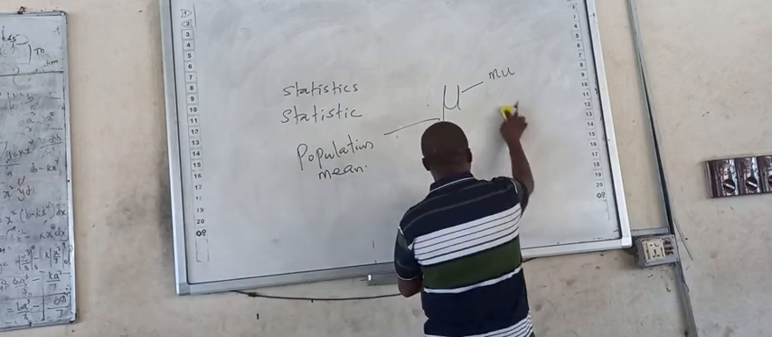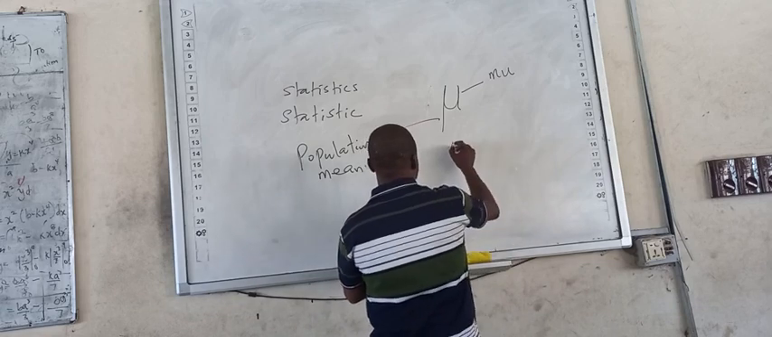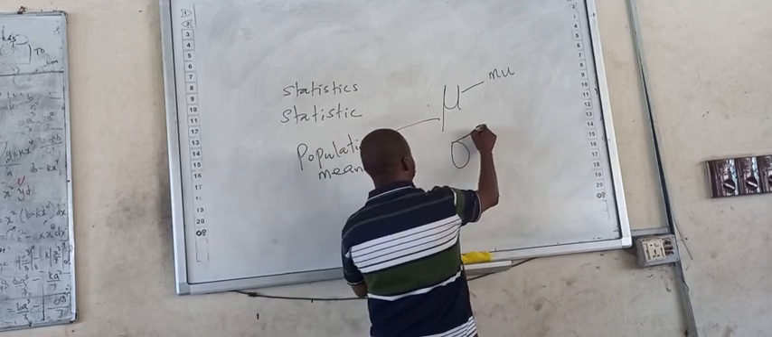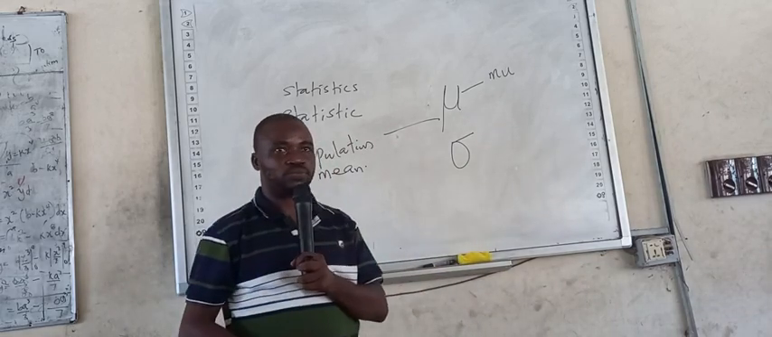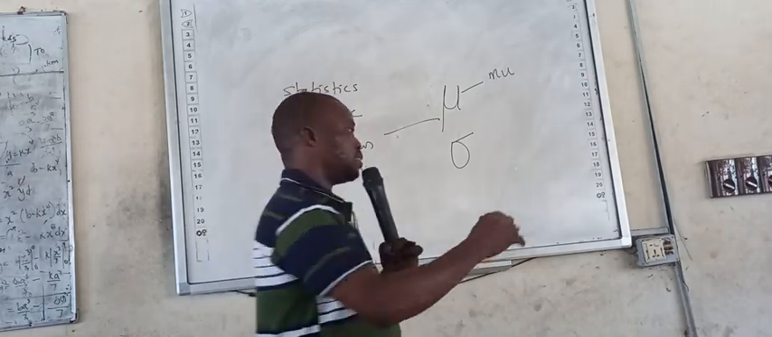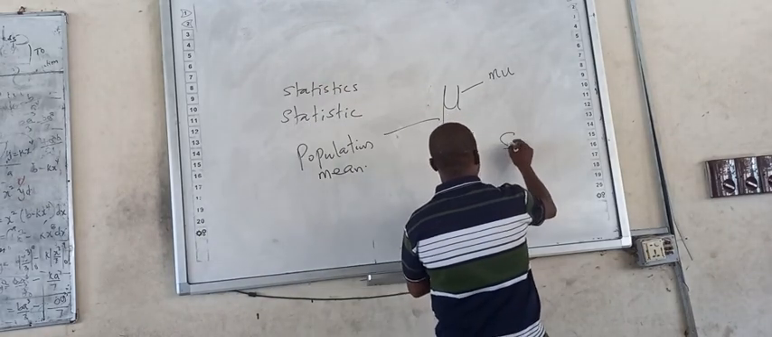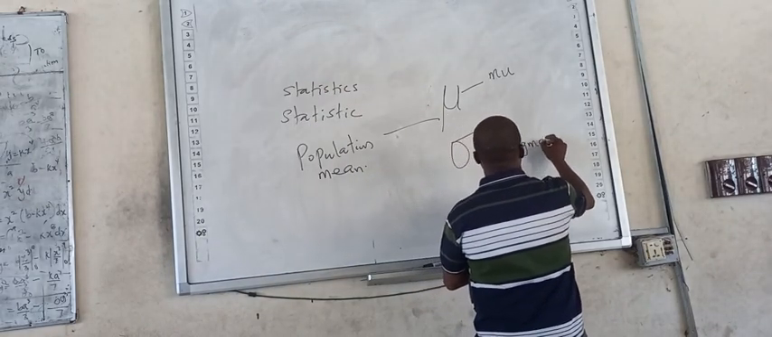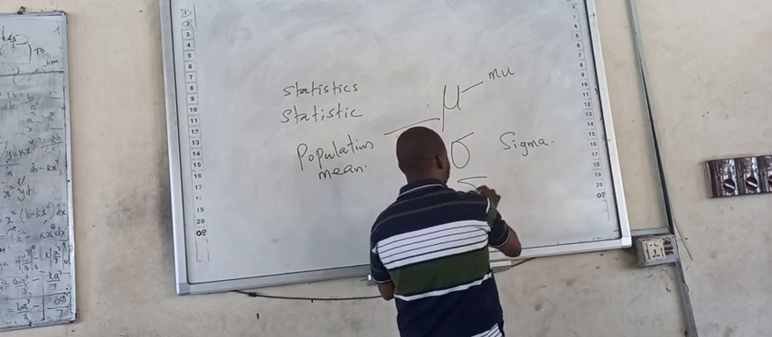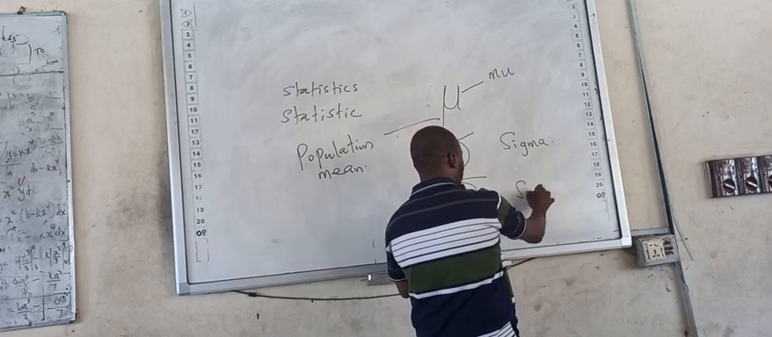The other one, you write O like this, then you just extend this hand out. This is also a Greek alphabet called sigma. This is a small letter sigma. The capital letter is our summation. This is also sigma.